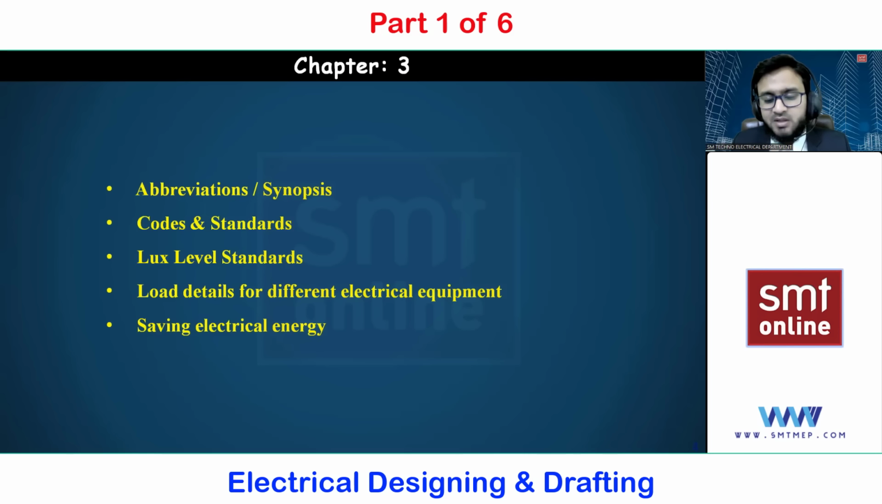One can find out the total connected load if he is aware of the power consumption of different electrical equipment. Again, you can see we have the basic concepts of electrical engineering, how to save electrical power. For example, when I select any device, there are different devices in the market. Out of all those devices, which is very efficient and satisfactory for me, those things we are going to discuss in the last topic.